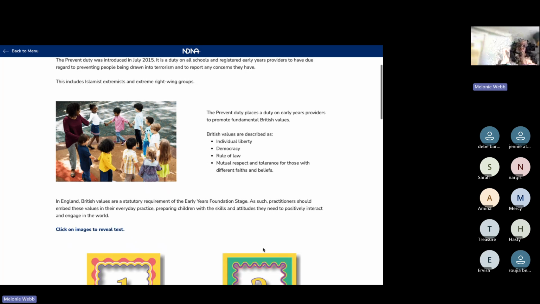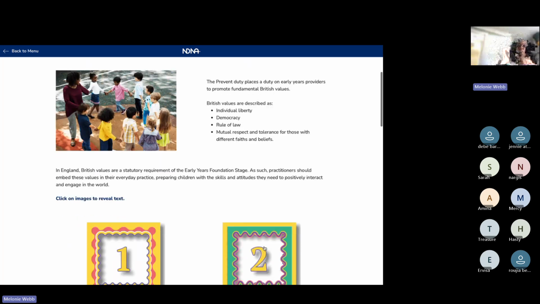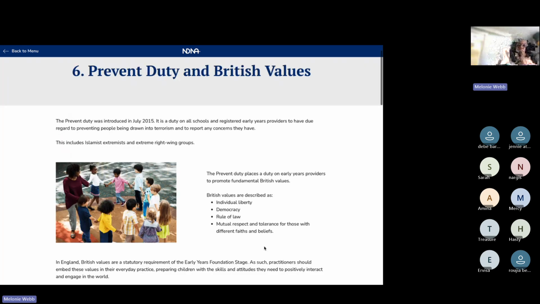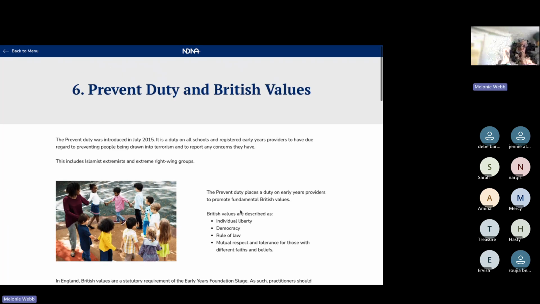So just having a think about the British values: individual liberty, democracy, rule of law, mutual respect. I want you to jot down in the chat for me some different ways that we show those in everyday practice.